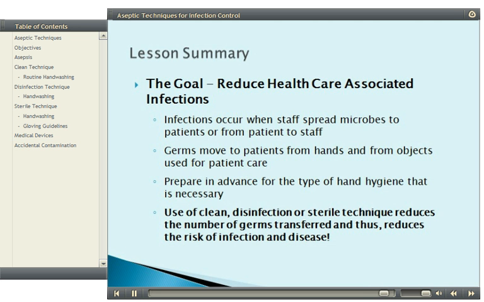Lesson summary. The goal: reduce healthcare-associated infections. Infections occur when staff spread microbes to patients or from patient to staff. Germs move to patients from hands and from objects used for patient care. Prepare in advance for the type of hand hygiene that is necessary. The use of clean, disinfection, or sterile techniques reduces the number of germs transferred and thus reduces the risk of infection and disease.